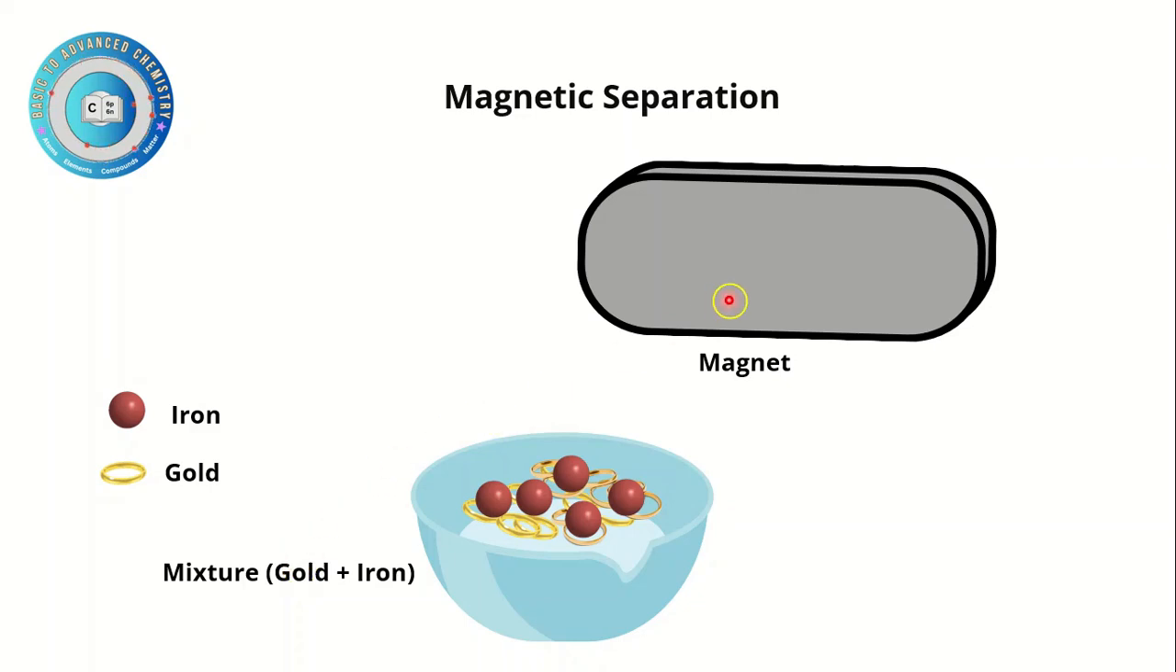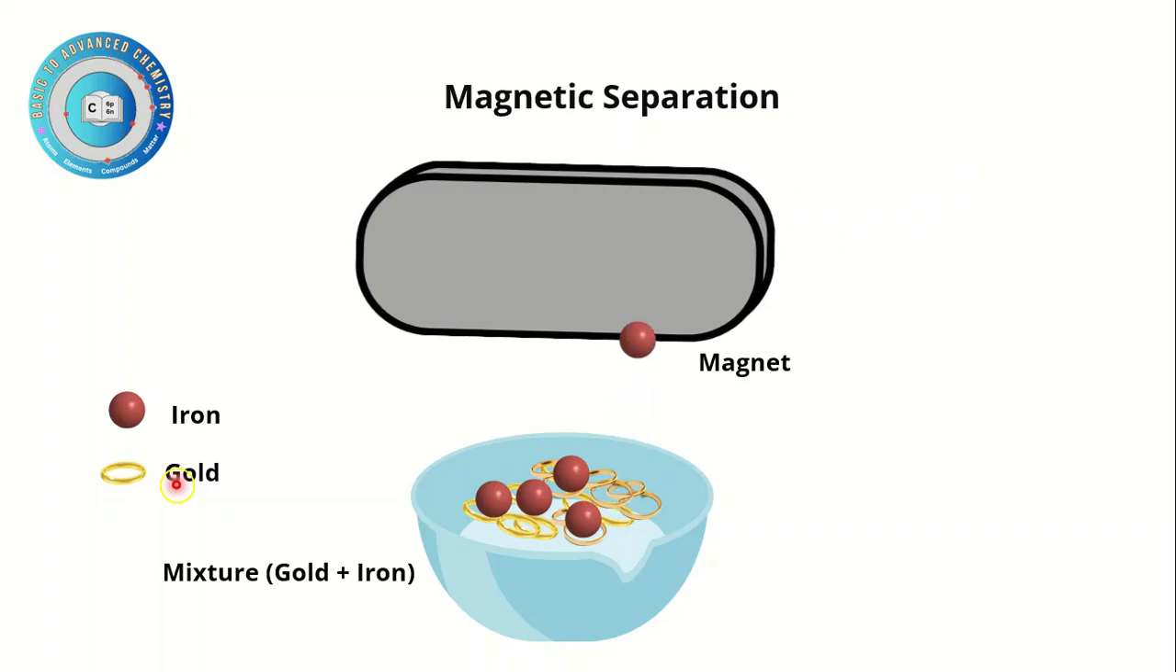We have a magnet here. Again, we have a mixture of iron and gold here. The red ball represents iron and the yellow ring represents gold. So if the magnet is brought close to this mixture, the one which has magnetic properties is attracted to the surface of the magnet, and the one which has non-magnetic properties is left in the container. In this way, by using the magnetic properties of the components of the mixture, we can separate the magnetic substance from the non-magnetic substance.